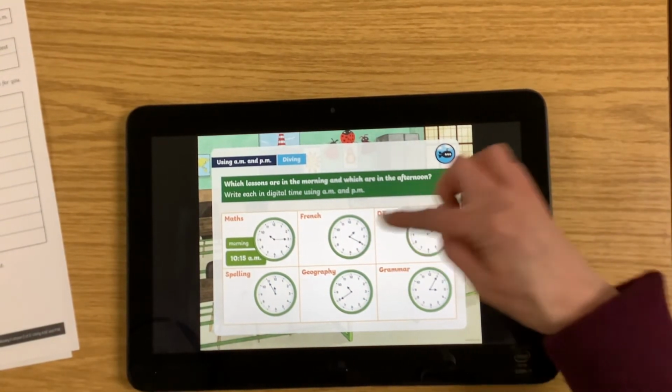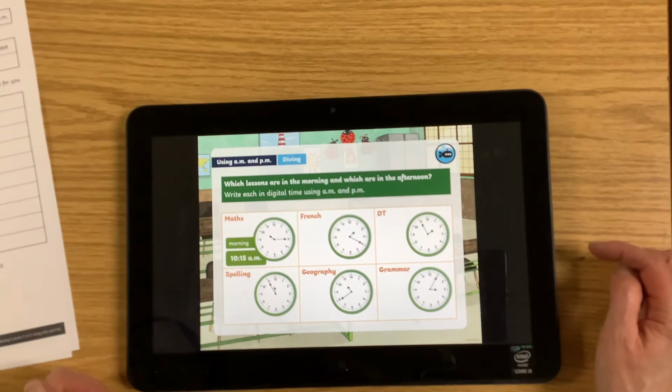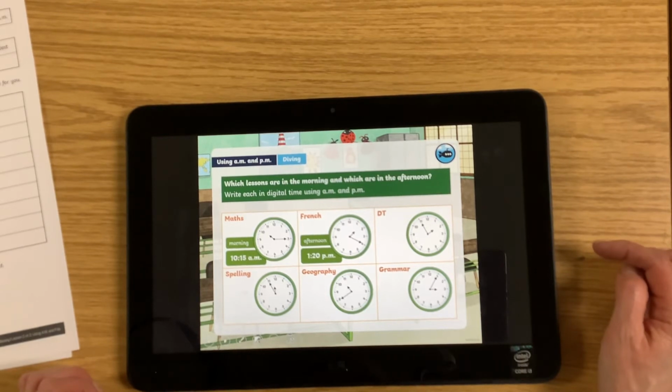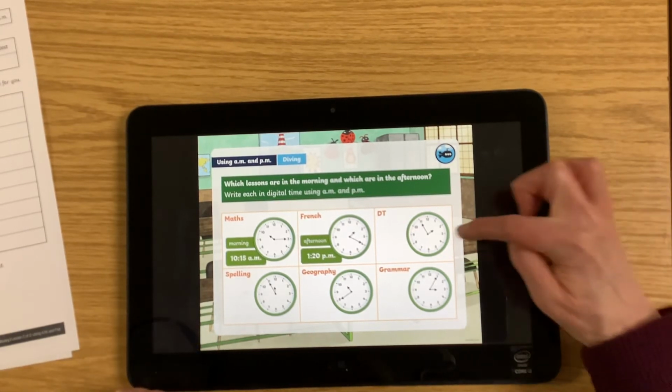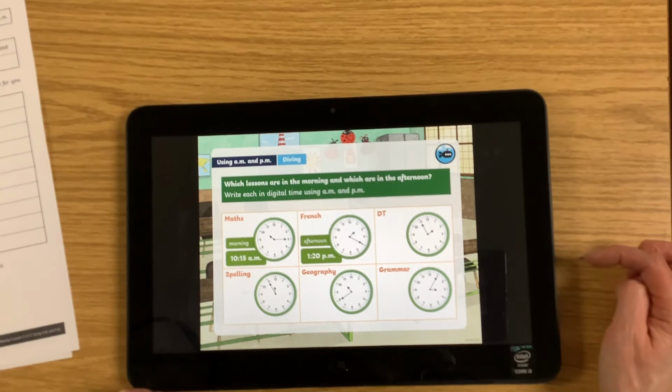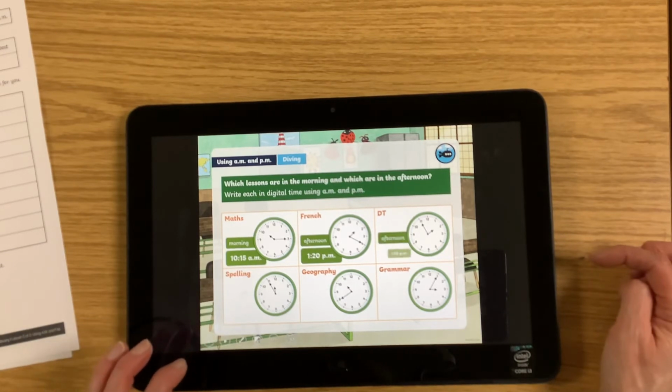Now, the French lesson, it doesn't begin until 1:20. Is that going to be morning or late at night or in the afternoon? Well, I think we can all agree, hopefully, that's in the afternoon. And if it's in the afternoon, 1:20 becomes 1:20 PM because it's after midday. What about design and technology? 5 to 2. So that's going to be 1:55. It's going to be 1:55 in the afternoon. So that time is going to become 1:55 PM.